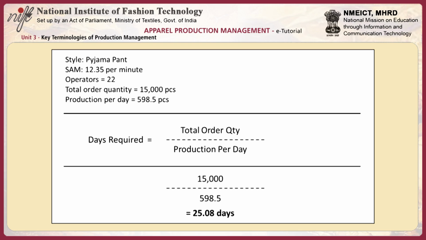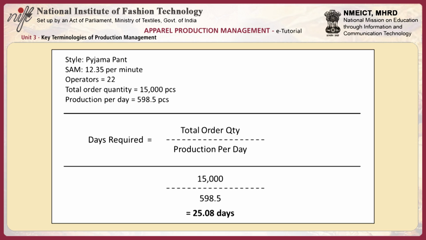We've already got the total order quantity as 15,000 pieces, which is a given data, and we've calculated the production per day at 598.5 pieces at 70% efficiency. So to calculate, we need the formula as total order quantity divided by production per day. When we substitute the numbers, it comes to 15,000 divided by 598.5.